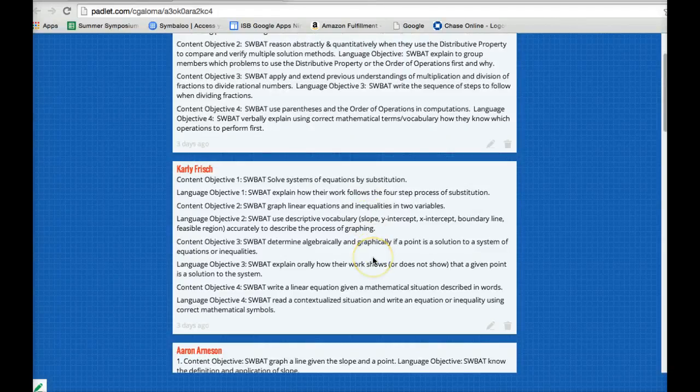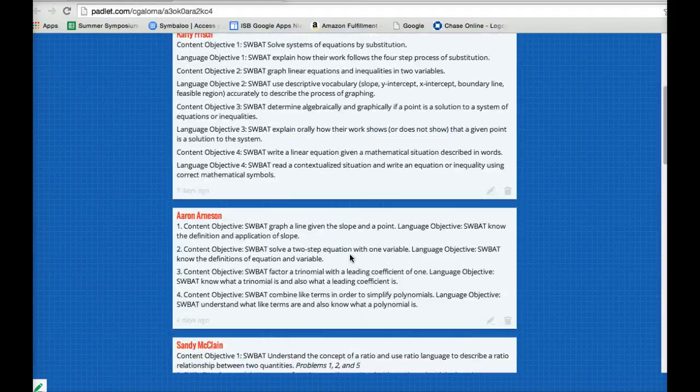Carly, also, you did a really nice job here. Solve systems of equations by substitution. And what naturally goes along with that is a four-step process. So there's a mat. That's one example there. Yours are looking great. Again, content and language objectives, clearly combined.